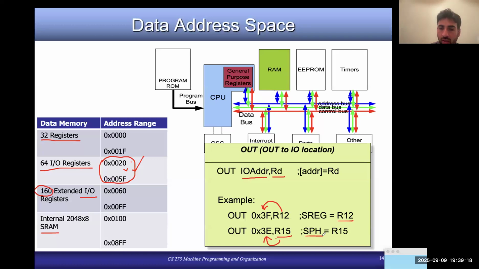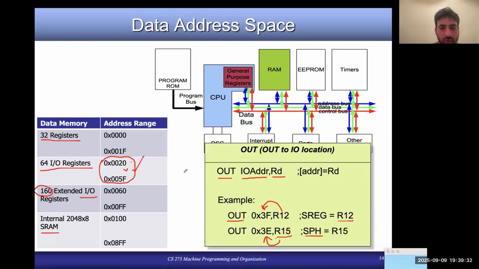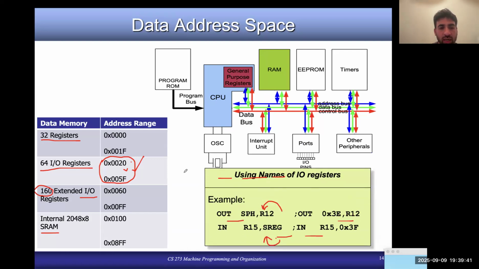Okay. But again, keep in mind, whenever we are using in or out instructions, we must use an address within this IO address space or address range. Okay. Any questions here? Okay. So basically using in and out instructions, you can read and write the IO space registers, special function registers.